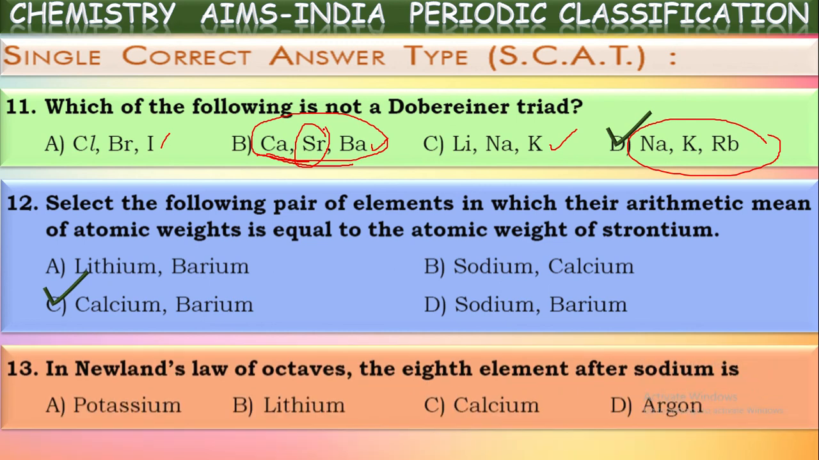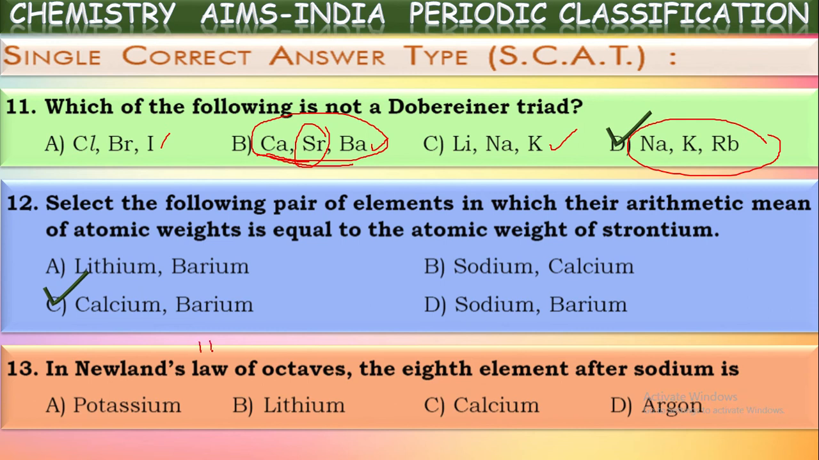Next one. In Newlands' law of octaves, the eighth element after sodium is. So, according to Newlands, when elements are written in the increasing order of their atomic masses, the properties of an element are repeated or resemble those of the consecutive eighth element. This we call Newlands' law of octaves, isn't it? Now, for sodium, the eighth element is potassium. So let us see how he has written it once.